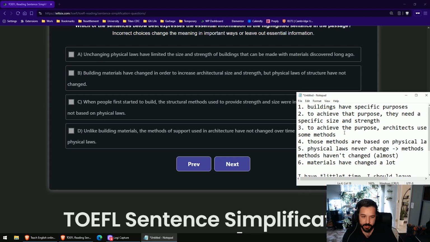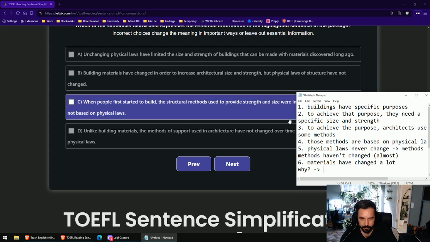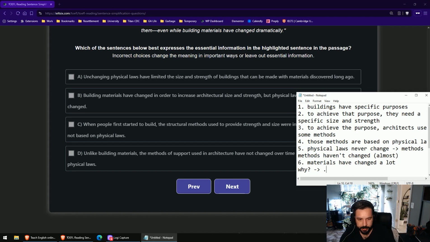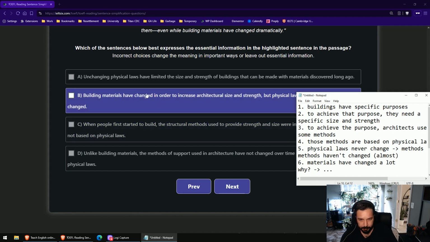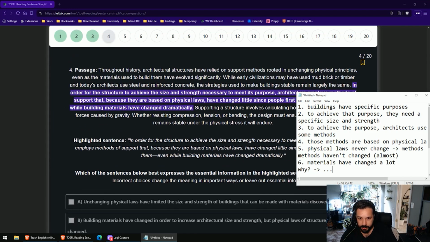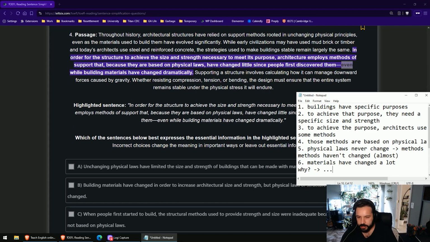And then ask yourself, in here, when we said materials have changed a lot, did we answer why? Try to answer that. Why did the materials change? And the answer is you don't know because it's not mentioned, at least in the highlighted part. So that means this is wrong because we never mentioned the reason why they changed. You could make assumptions, but in this type of question, that will be wrong. You shouldn't make any assumptions.